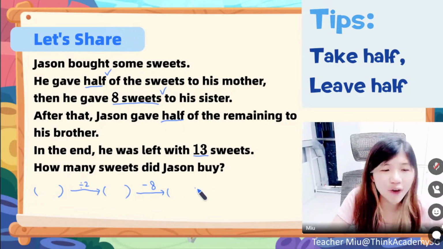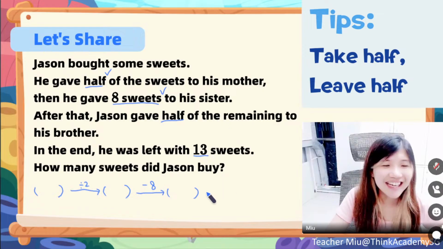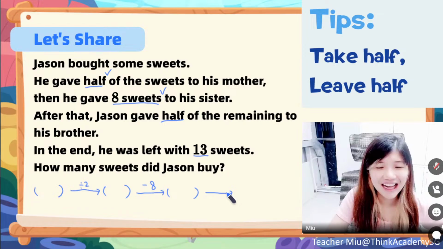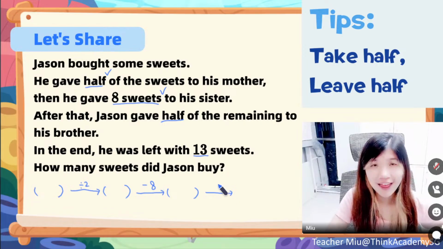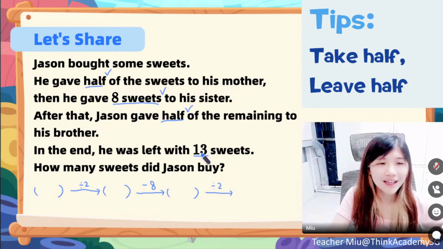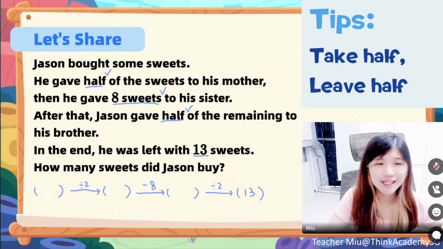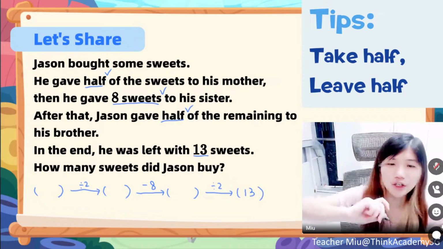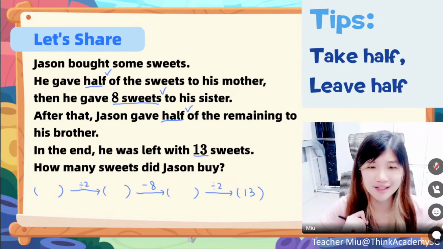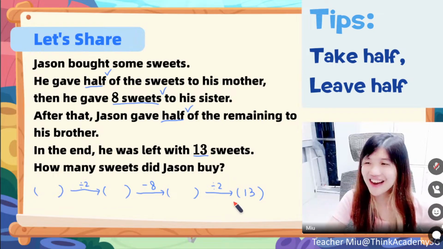Jason gave half of the remaining to his brother. What does it mean then? That means we should, again, half means what? Half means divided by 2. So then again, we divide by 2. And in the end, he still got 30 left. So now we need to go all the way backwards to find out what he had at first. So what should we do? Let's try.